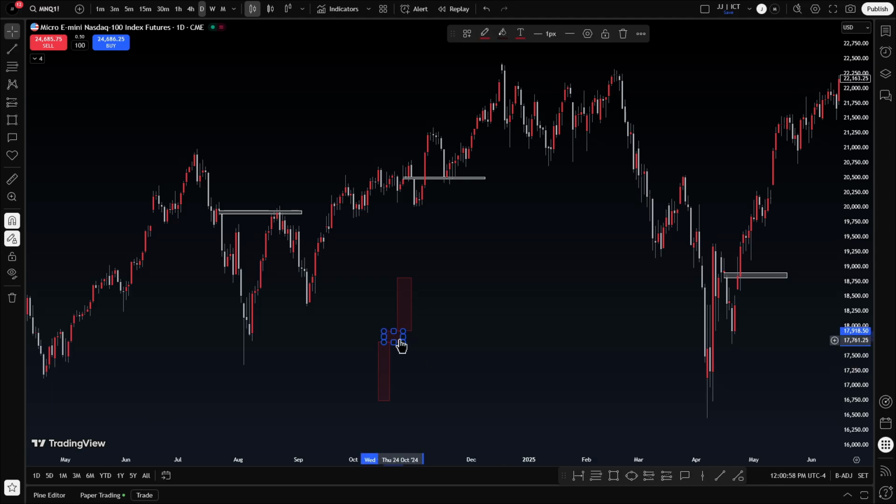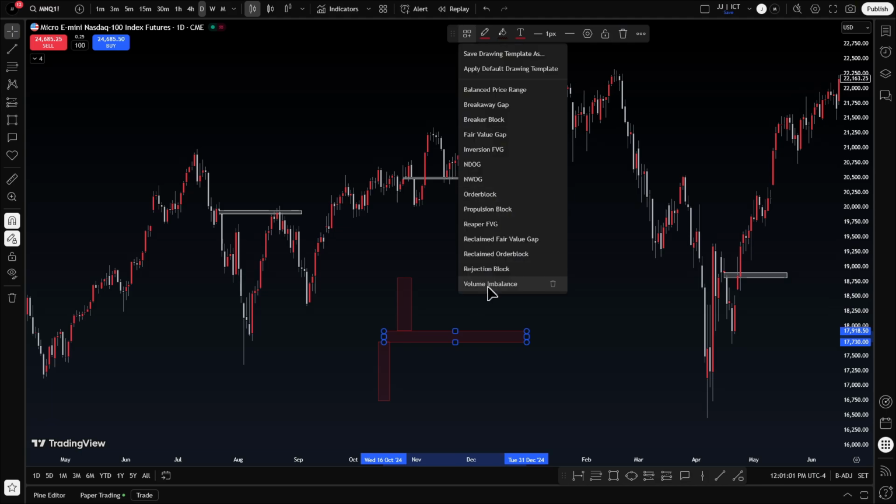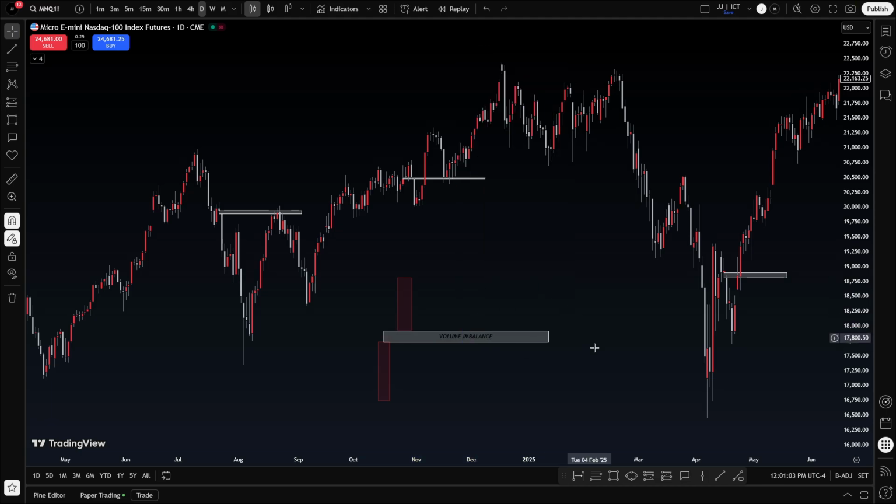Now, here's something I need to clarify. I'm going to go ahead and draw that out. This would be your volume imbalance, right? But you're probably like, what about the wicks? Would this be a true gap or would this be a volume imbalance? That's the tricky part.